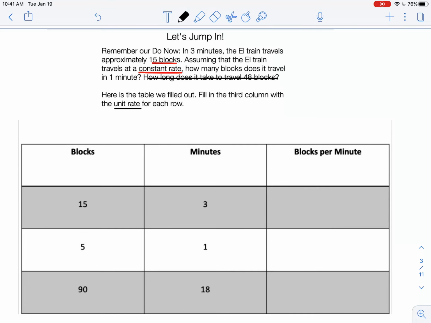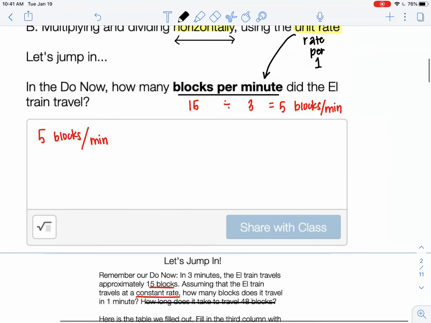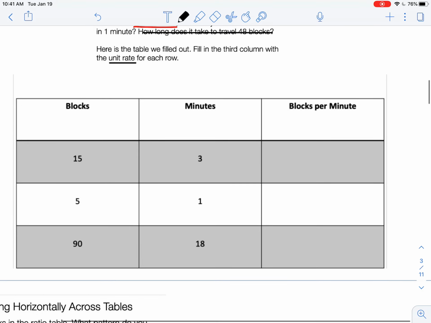Well, we already found the unit rate for 15 blocks in 3 minutes. We just did that up here. 15 blocks in 3 minutes would be 5 blocks per minute.